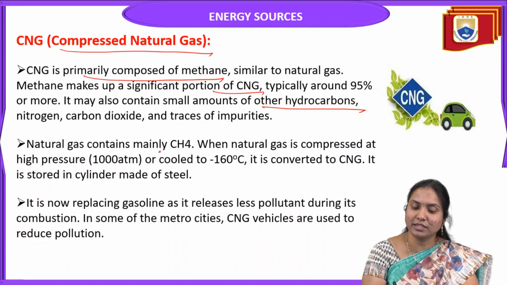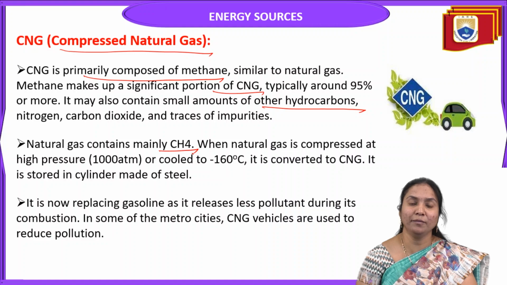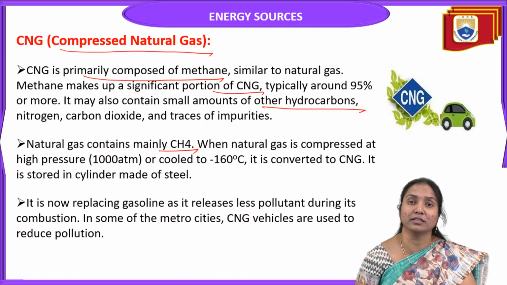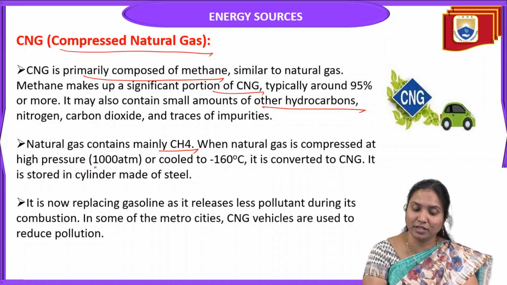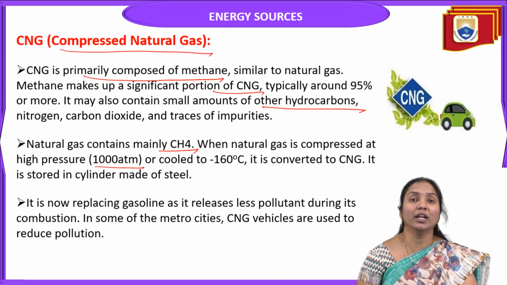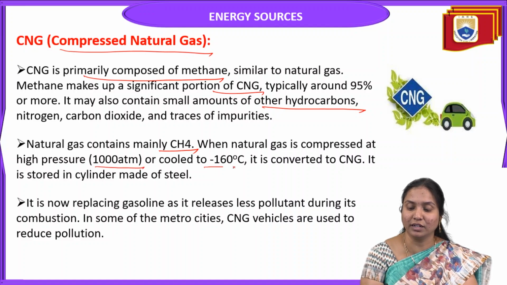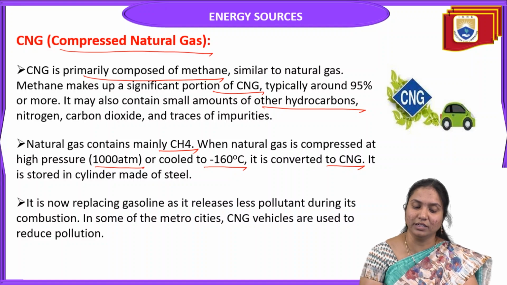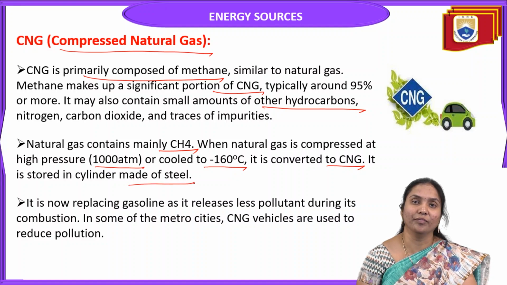Here natural gas contains mainly methane. This natural gas is similar to CNG. But what is the difference? Natural gas is compressed at high pressure, that is 1000 atmosphere pressure, and cooled at minus 160 degrees centigrade temperature. Then it is converted to CNG. It is stored in cylinders made of steel.